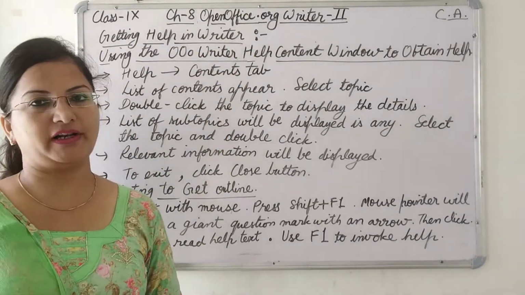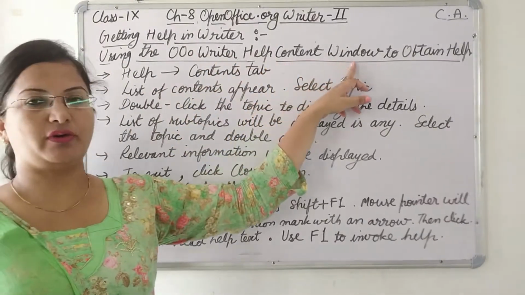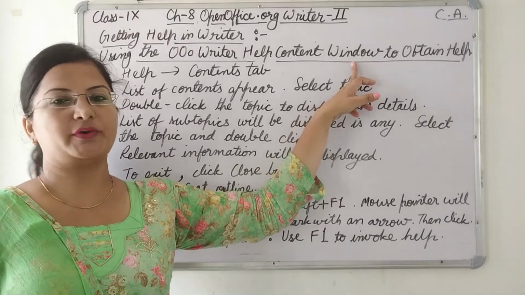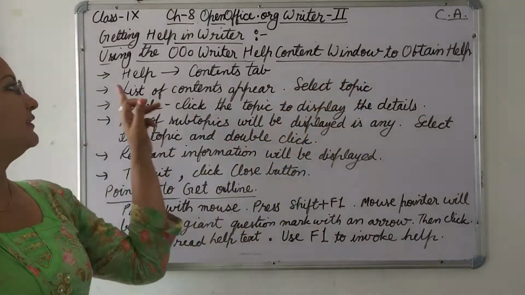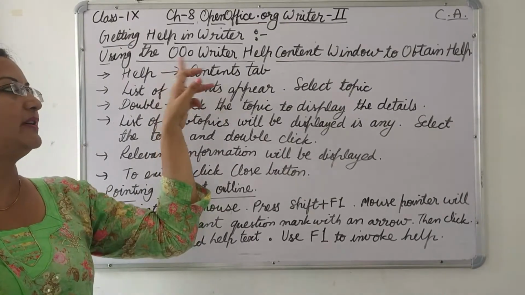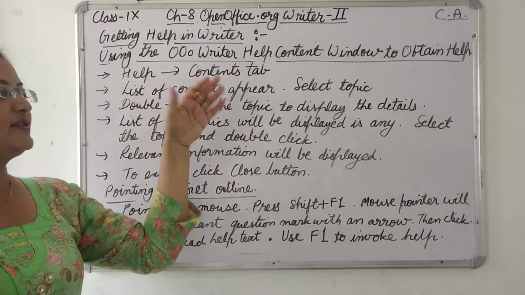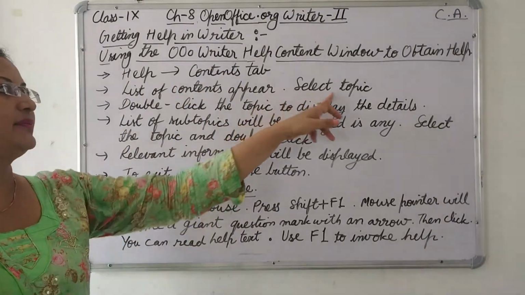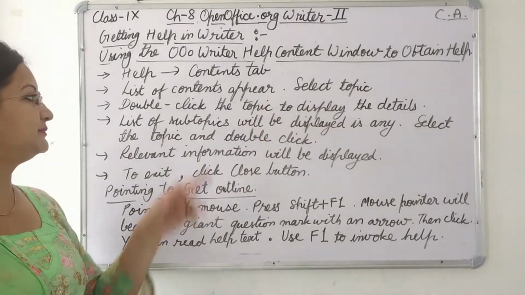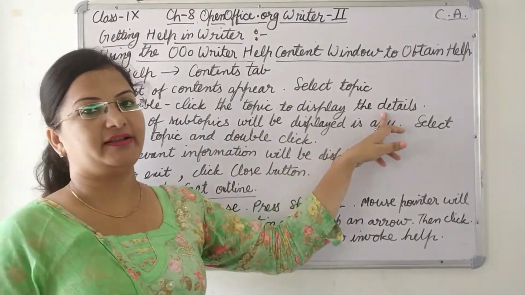Writer provides online help, and if we want to take help from the help content window of OpenOffice Writer, then we can click on help in the menu bar. Then the window will appear. There we have to click on content tab. The list of content will appear. We have to select the topic, double click the topic to display the details.